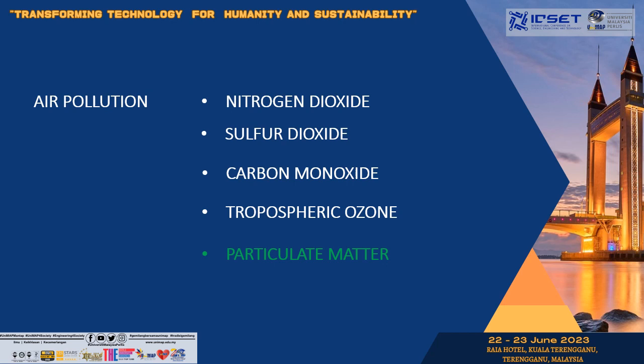Generally, there are 5 main components that are usually measured in air pollution, which are nitrogen dioxide, sulfur dioxide, carbon monoxide, tropospheric ozone, also known as ground level ozone, and particulate matter. All these substances are relevant to the human body, but we will focus more on particulate matter.